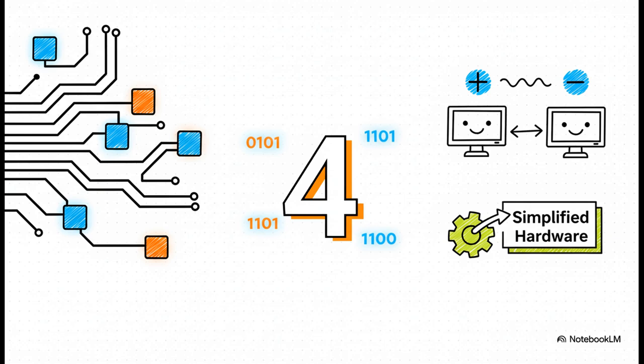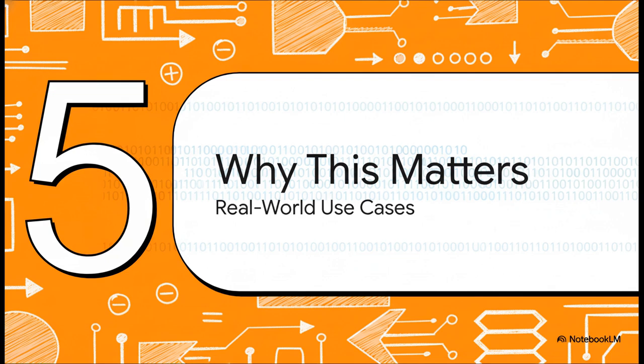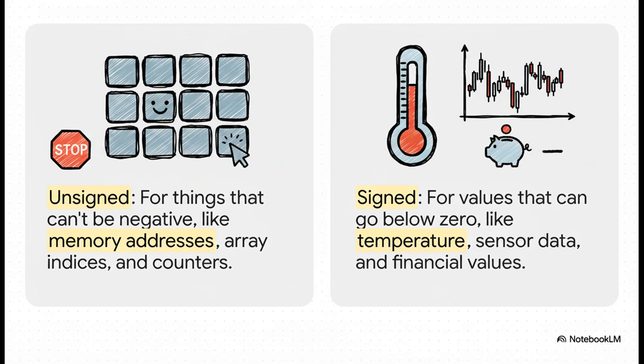It's just so efficient. Okay, so we've seen how it's done and why it's so clever, but let's bring this back to the real world. When does a programmer actually have to think about this stuff? When does it really matter? Well, it's a huge deal, actually. It's a fundamental choice you have to make.